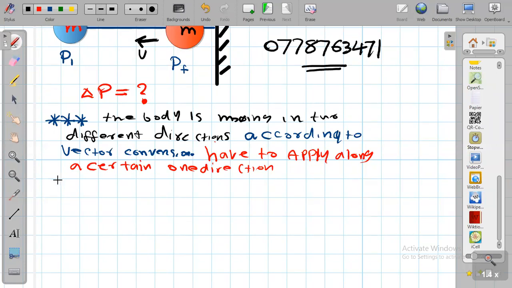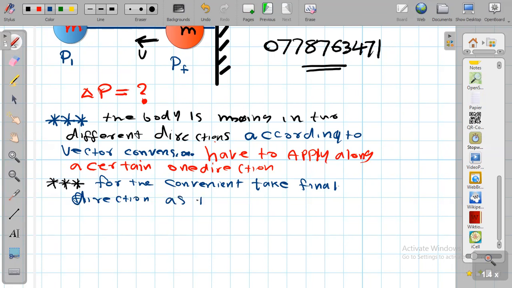Those who couldn't get the answer just got stuck because they couldn't deal with the vectors. Now write. For convenience, take the final direction as the positive direction. Because we take delta P equals P final minus P initial, for my convenience I take the final direction as the positive.